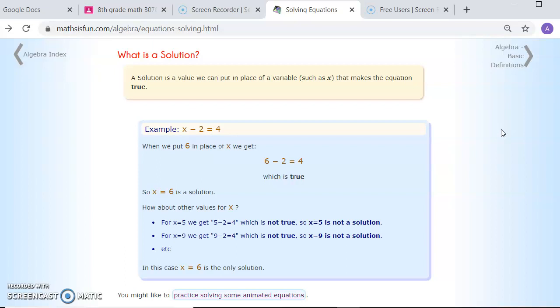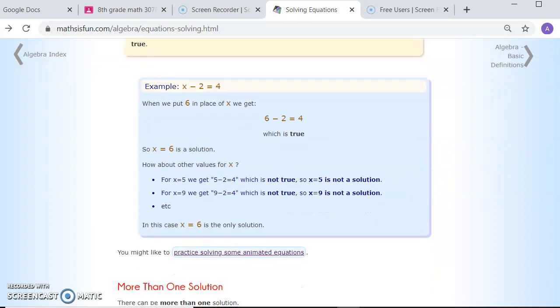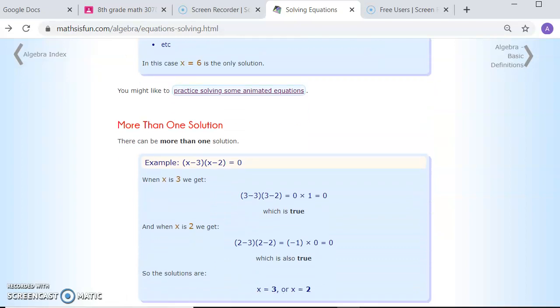So if I say x is 5, we know that 5 minus 2 is not equal to 4, so that is not true. And so x equals 5 is not a solution. If we say x equals 9, we know that 9 minus 2 is 7, not 4. So this is not true, and we will not use 9 because it is not a solution. So in this case, x equal to 6 is the only solution.